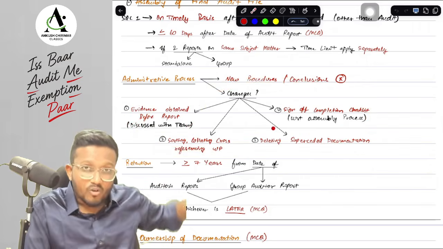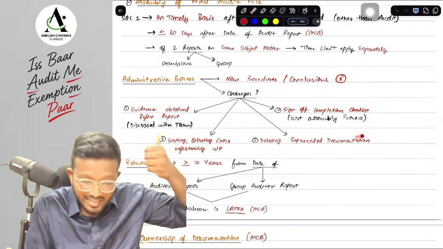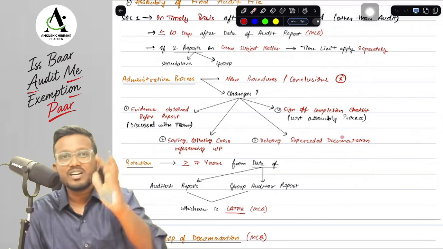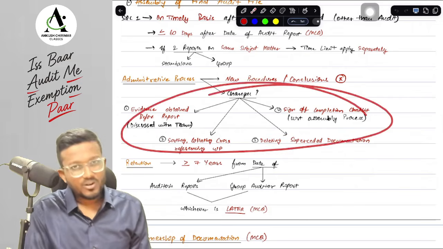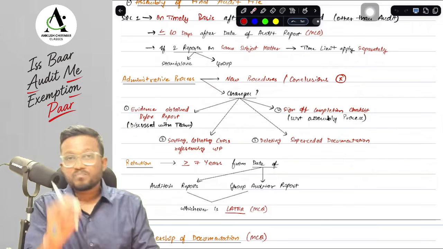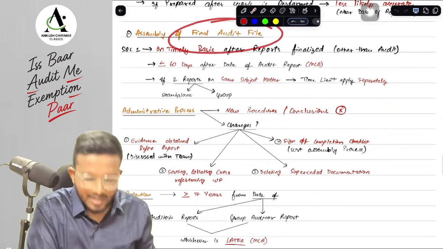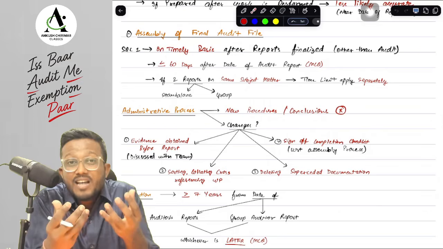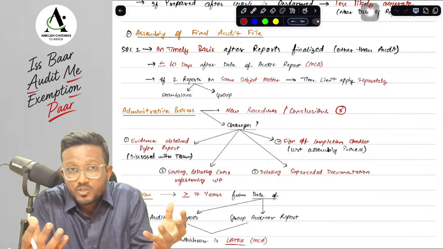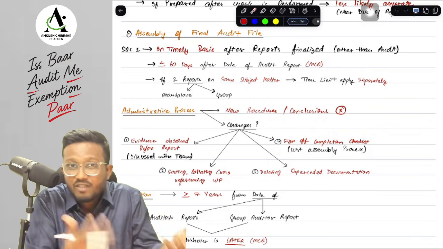Evidence which was obtained before, sorting, collating, cross-referencing, deleting the superseded documentation, and signing off the completion checklist. These 4 changes are allowed. Okay, yes sir. Now, I have prepared the final audit file. For how long do I need to keep that final audit file with me, because I don't have much storage, so I need to delete that file. Can I delete that file right now?